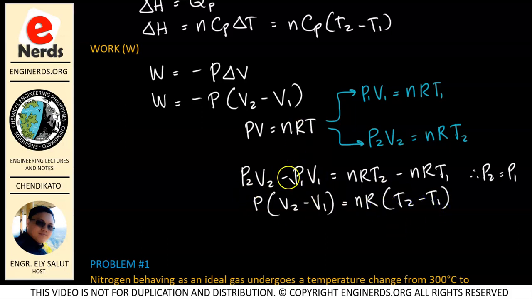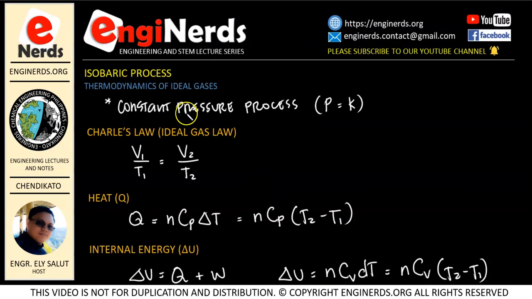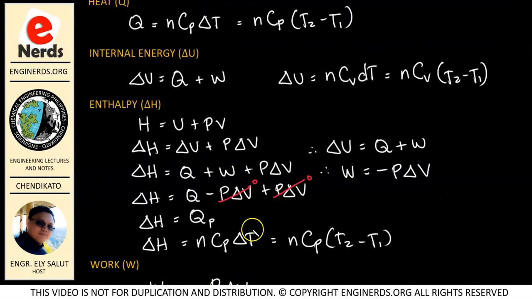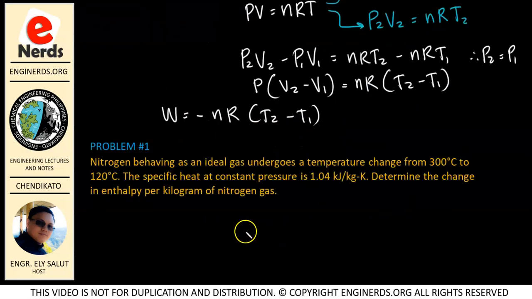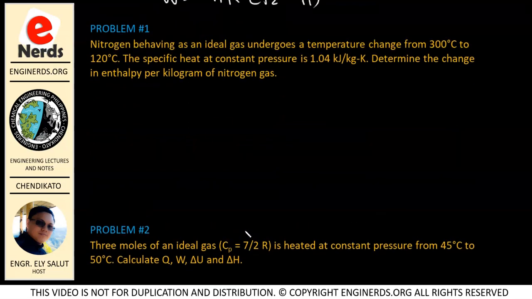Now, as you can see, P(V2 minus V1) is the same as this one. So we could replace that to get the value of work. So our work is equal to negative P times (V2 minus V1), which is also equal to negative nR (T2 minus T1). So these are the equations that we will be using when we are processing an isobaric process. In order to apply that, let us try to solve some problems in isobaric processes for ideal gases. Starting with problem number 1.